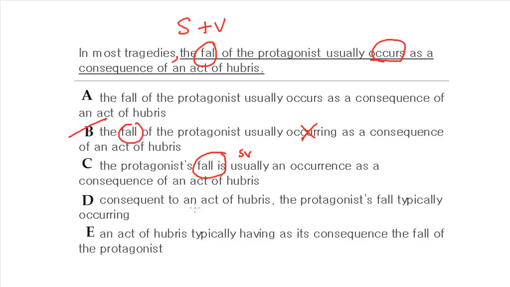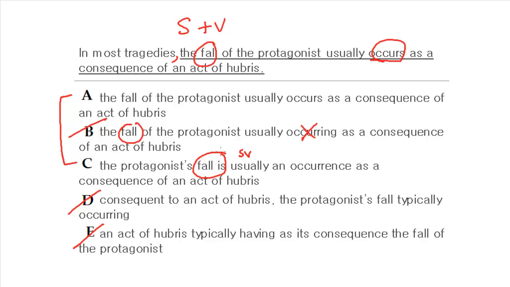What about D? Consequent to an act of hubris, the fall is typically occurring. So that's not a sentence, right? That's just pure nonsense. What about E? An act of hubris typically having as its consequence, this word order is complete nonsense. So what you really have is A and C.